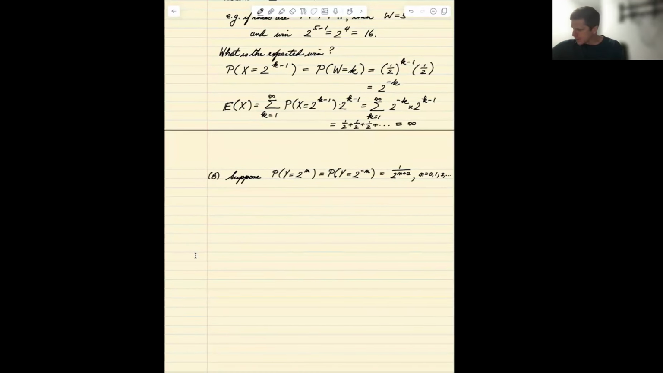Okay, no, I did this wrong. This isn't 2 to the minus n. It should be minus 2 to the n. Then the expectation of Y does not exist.